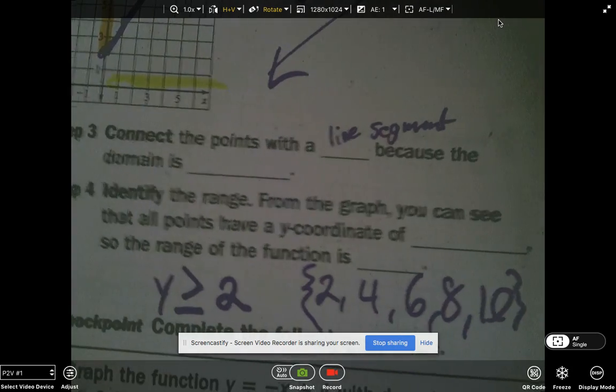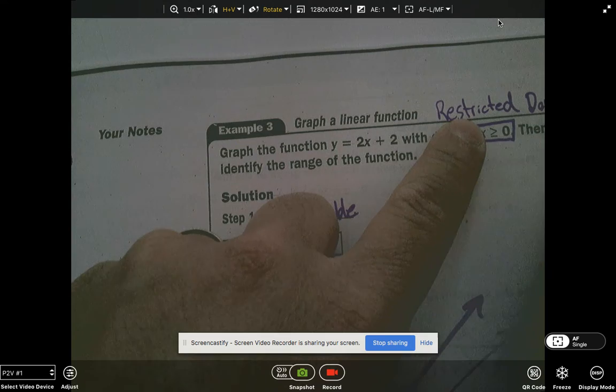So I hope you enjoyed this video on how to graph a linear function with a restricted domain.